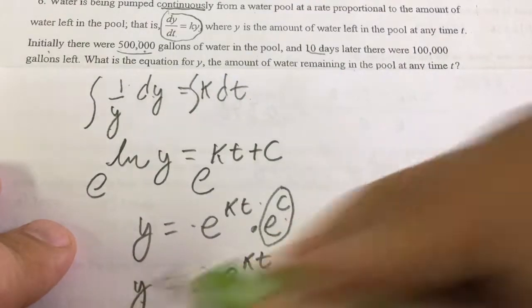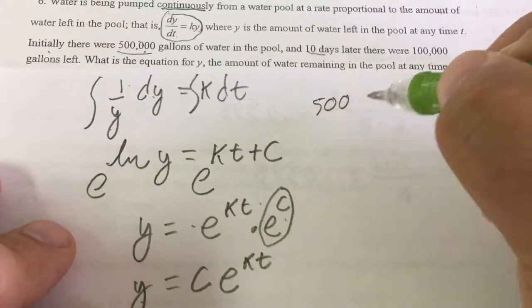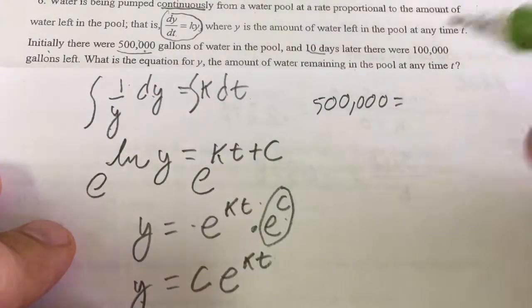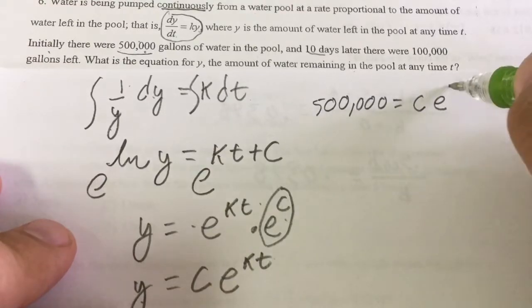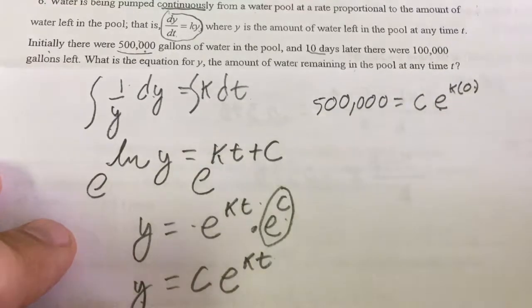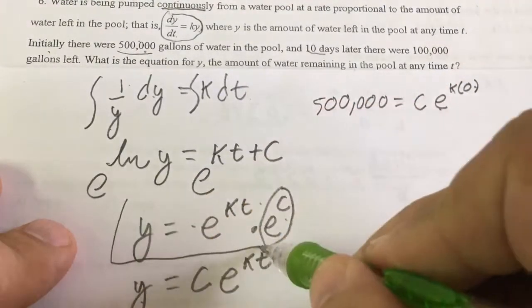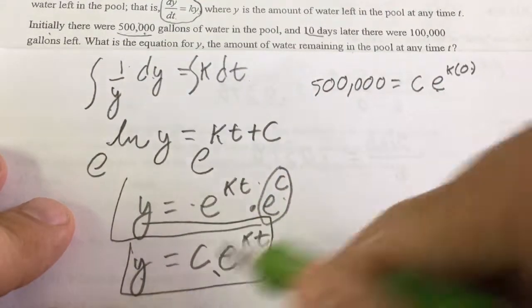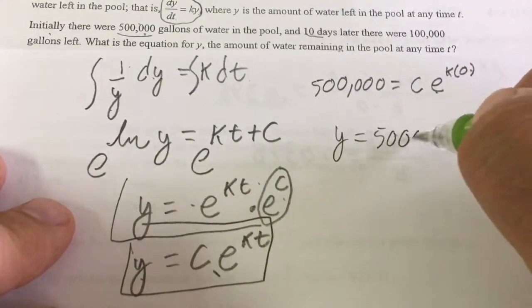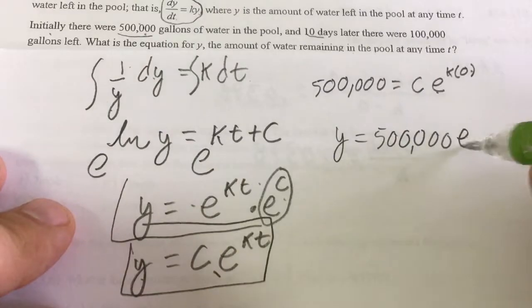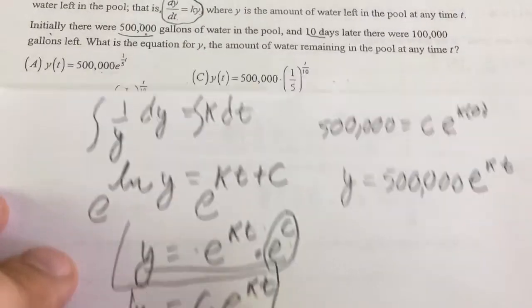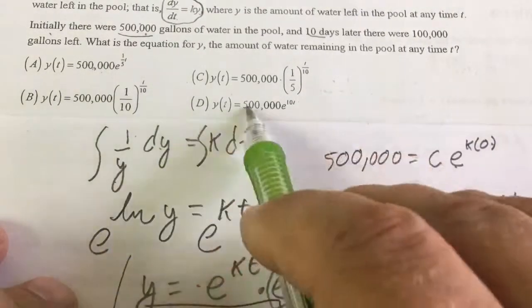My initial condition was 0, 500,000. So when t equals 0, y equals 500,000. So that's going to give me 500,000 equals c e to the k times 0, which is 1, so c equals 500,000. So I'm going to come back here and throw the 500,000 in. So y equals 500,000 e to the kt. So right now I'm looking, it's probably going to be choice A or choice B.